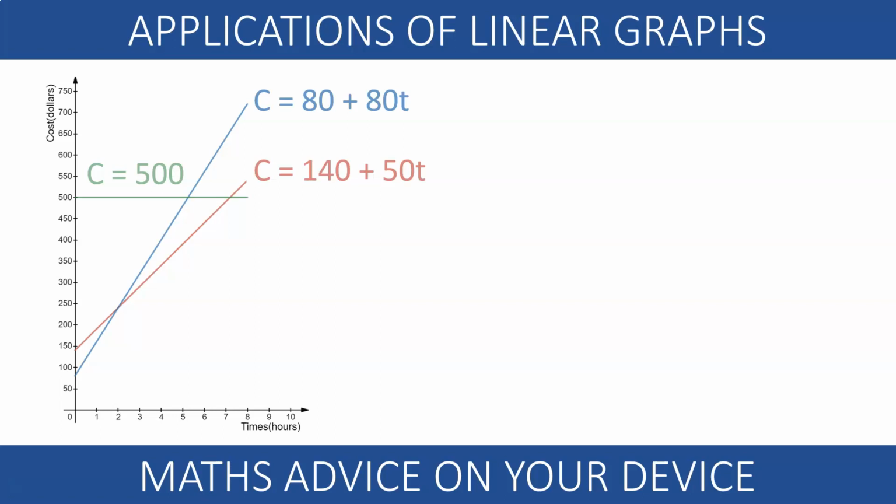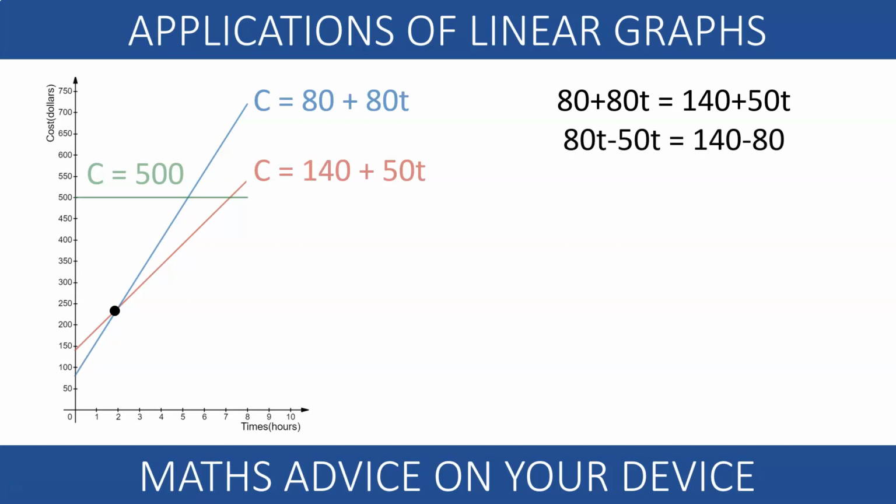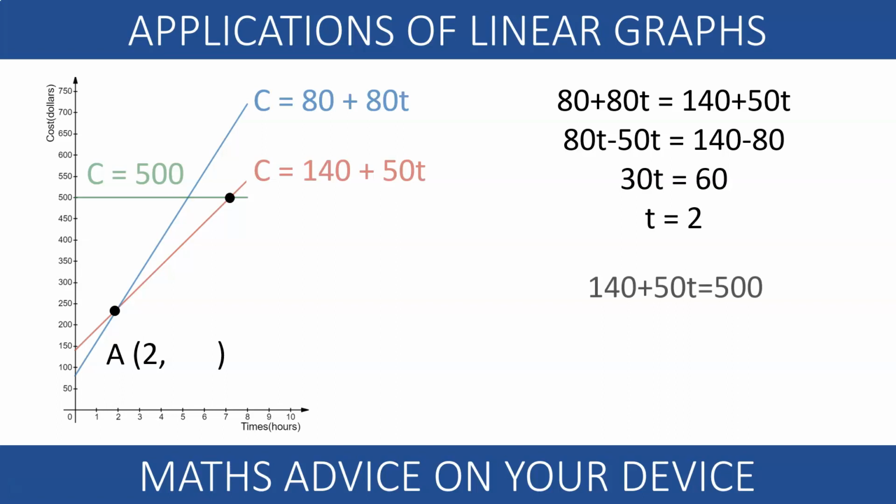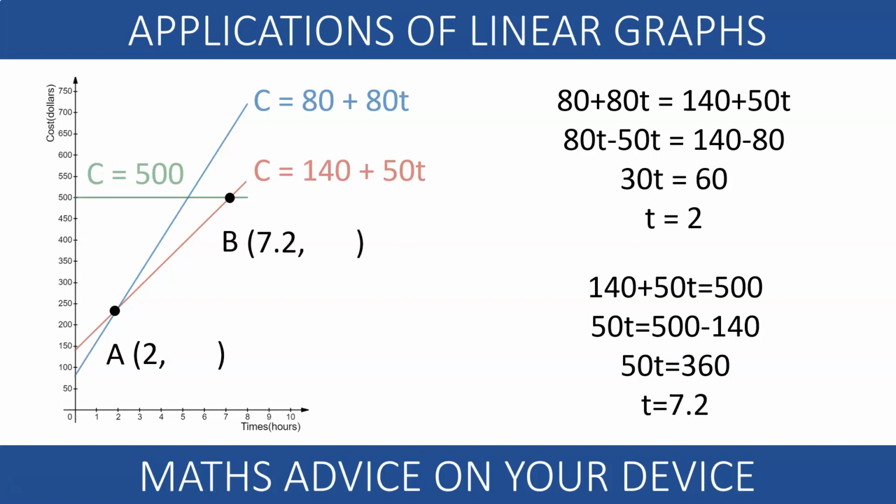To find A, the first point of intersection, we solve the equation 80 plus 80t equals 140 plus 50t for t. We minus 50t and we minus 80 from both sides of the equation, which leads to 30t equals 60, so t equals 2. To find B, the second point of intersection, we solve the equation, we minus 140 from both sides, which leads to 50t equals 360, so t equals 7.2.